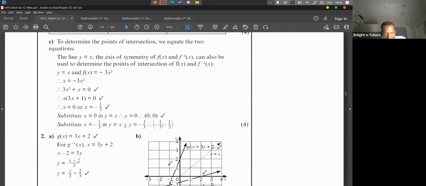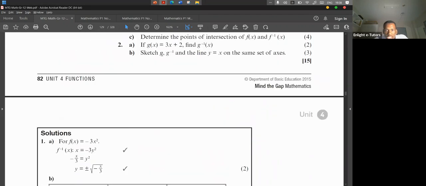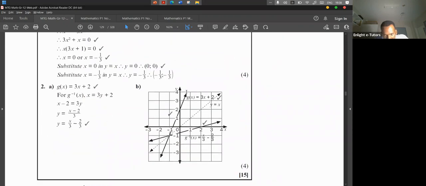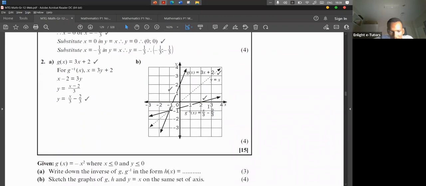Here's your equation. From there, sketch g(x) and g inverse of x, which are symmetric about the line y equals x. Here they sketch them. This is the sketching, and then you are done. You understand?